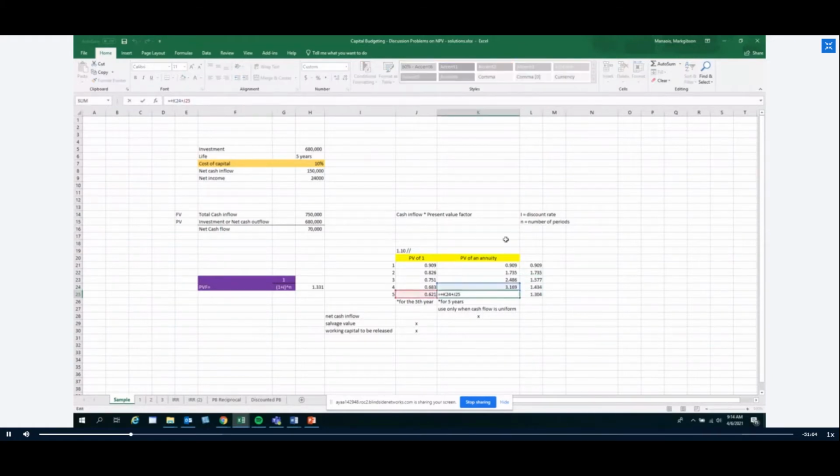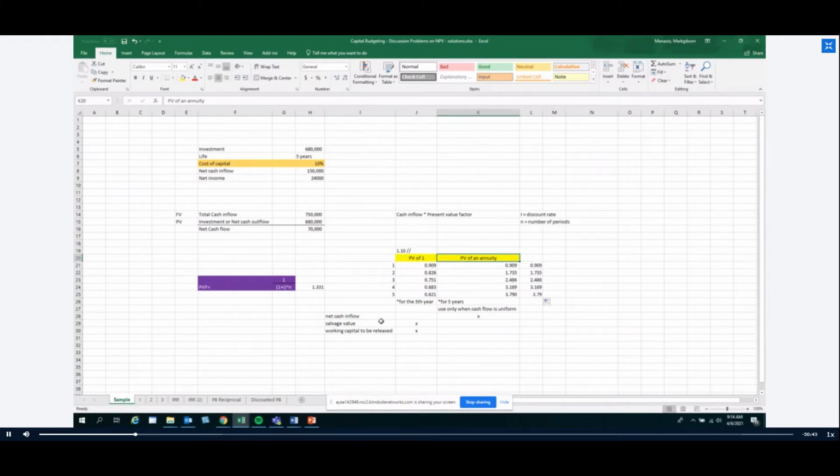So that's a total, oops, sorry, should be this one. Total plus period 3. Okay? So ngayon, kailan na ginagamit ang present value of 1 at kailan ginagamit ang present value of an annuity?